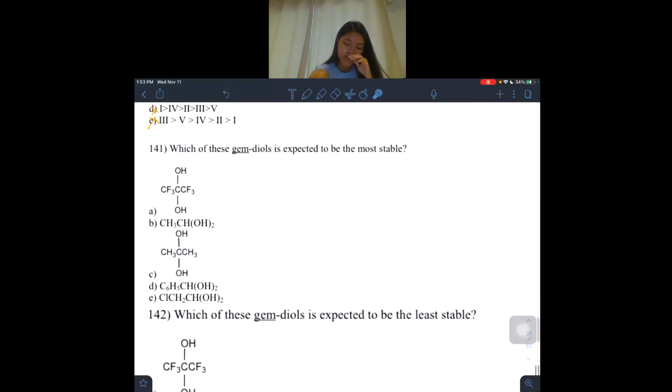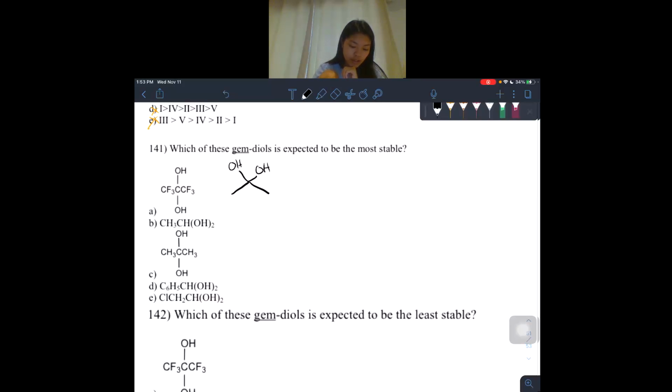Okay, so now it is asking which of these gem diols is expected to be the most stable. We're already given that all of these guys are going to be gem diols. So what we're really looking for here is, we have 2 OHs here, and then we have fluorines on all of these guys.